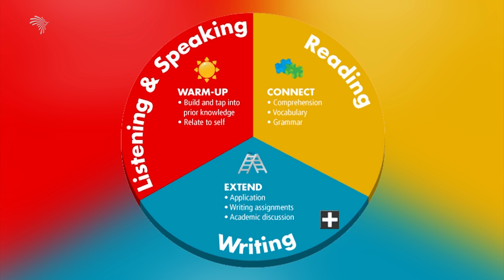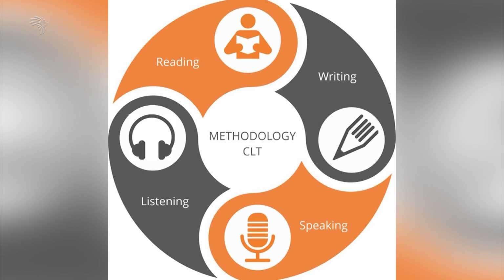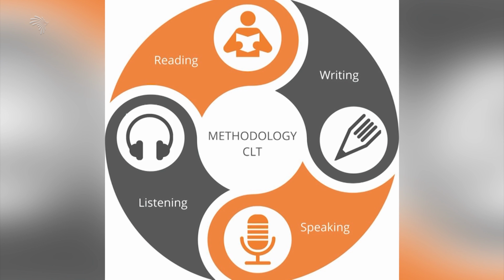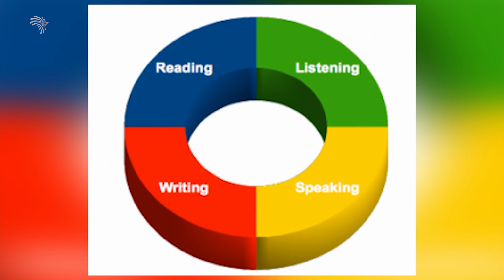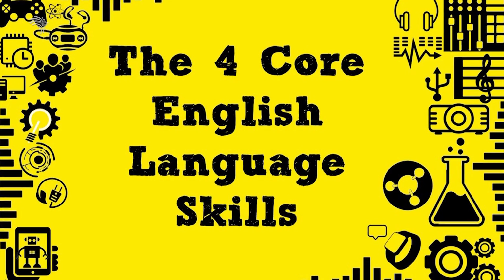However, the most effective way to improve your English language fluency is using the integrated skill approach, meaning that you include all 4 skills in your training on any given topic.